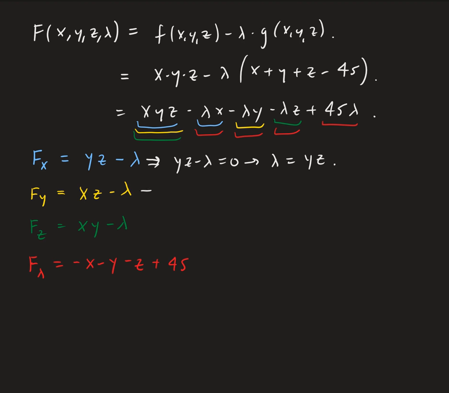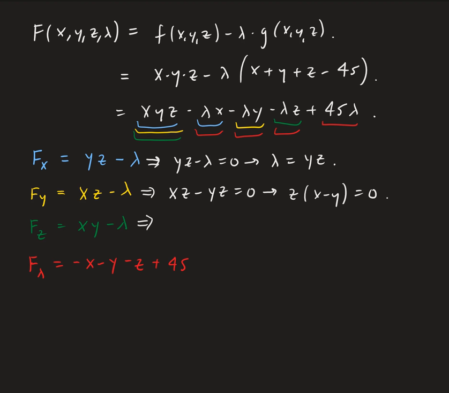So going to the second one, since lambda is yz, that means for this we have xz minus yz equals 0. Okay, so from here we can go ahead and factor out the z, okay? So we have x minus y equals 0. So let's leave that as it is for the moment.